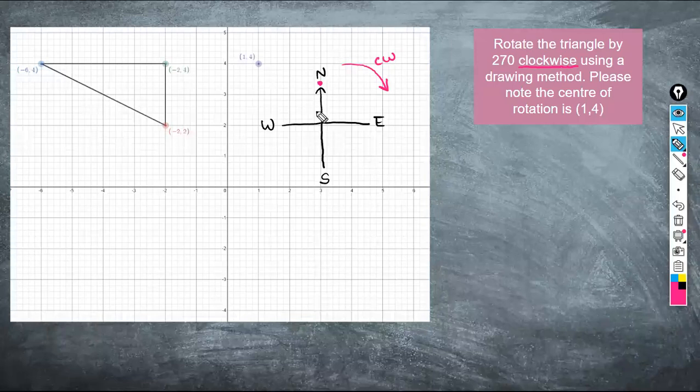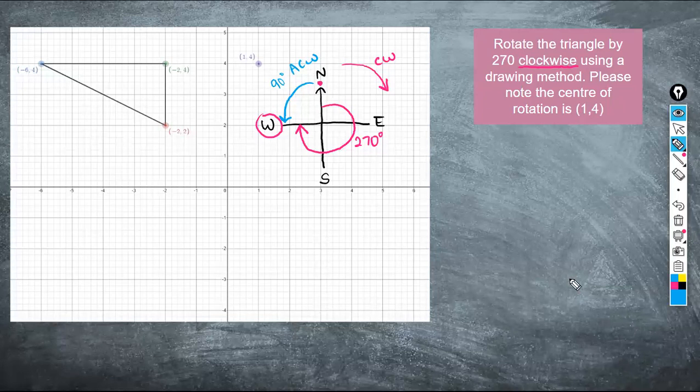West, right? That's because every section of the cross is 90 degrees. So if I spin 270 degrees, that's 270 degrees clockwise, I end up facing what? West. Is there an easier way to face west? Instead of turning 270 degrees clockwise, if I'm at north, couldn't I just spin 90 degrees anti-clockwise? You'll realize that in both instances, I end up facing west.